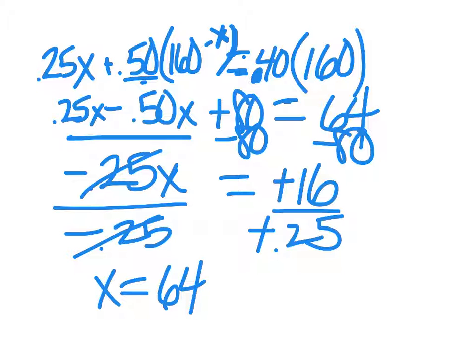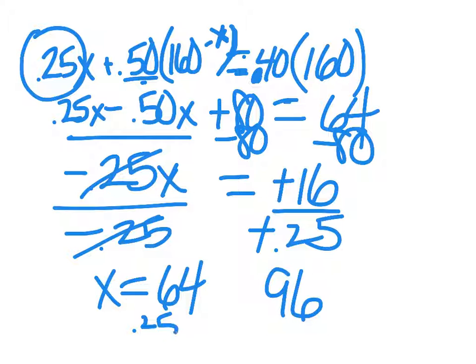Now if x equals 64, that means that there's 64, what is this? Milliliters? Yes, milliliters. 64 milliliters of the 0.25, and then 160 minus 64 would be 96 of the 0.5. So the 0.25 is here, and the 0.5 is here. No matter which way you do it, you should have 64 and 96 for those strengths. There you go.